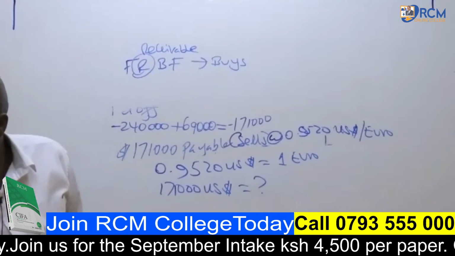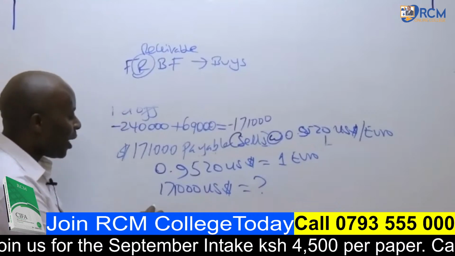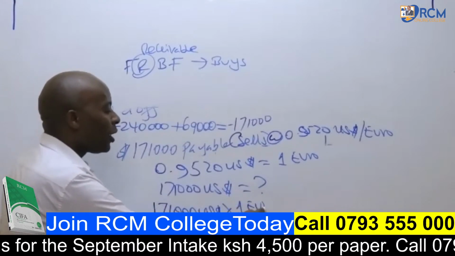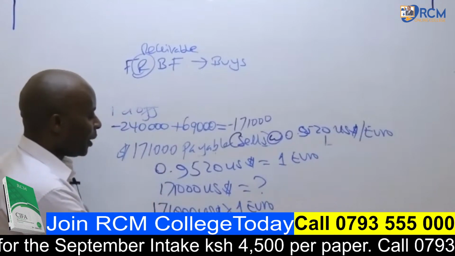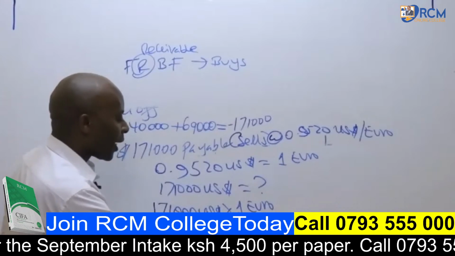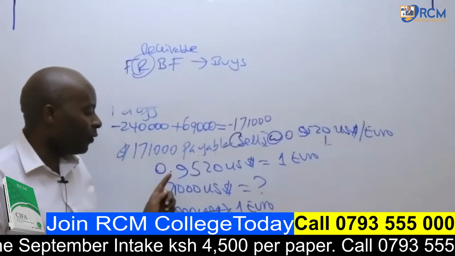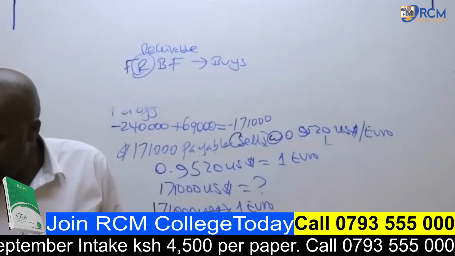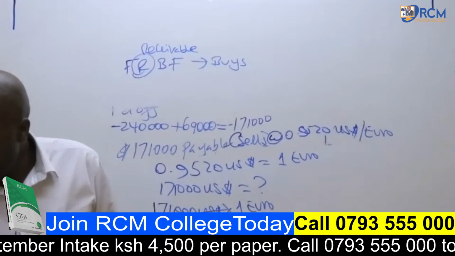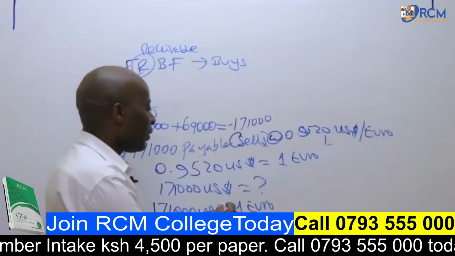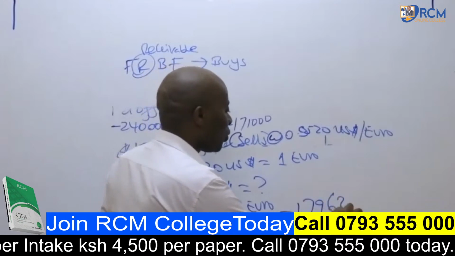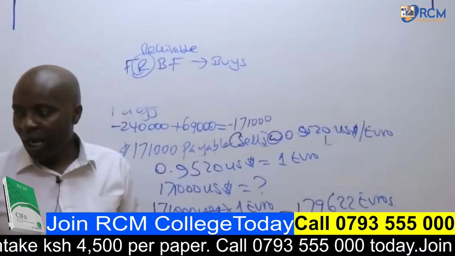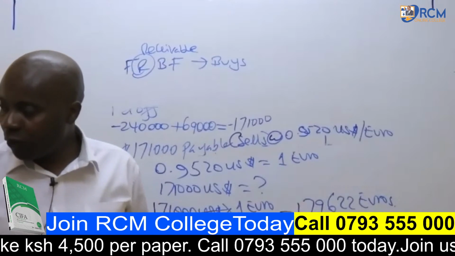So kwa furaha, ebu cross multiply kwa furaha. Tuko na 171,000 US dollar times 1 euro all over 0.9520 US dollar. I can see the US dollar cancelling out, so that the final answer will be in form of what here? Euros, of which I can see some students already have given me a figure, 179,622 euros. I hope that is clear, and I hope everyone is comfortable.